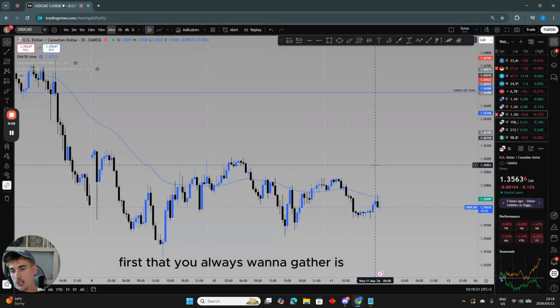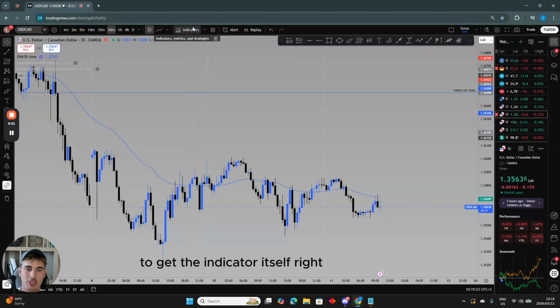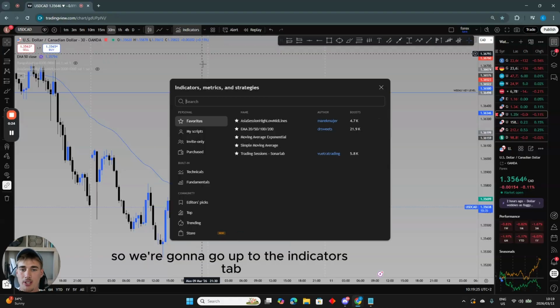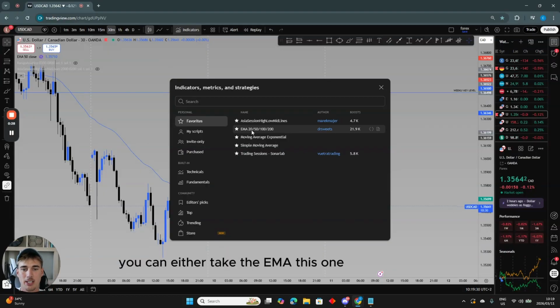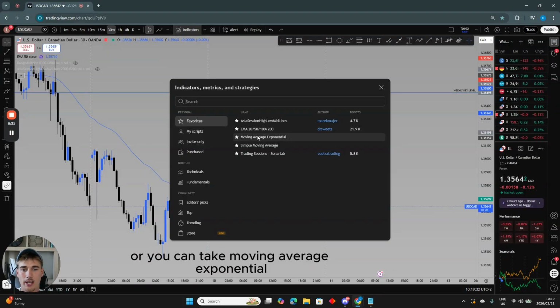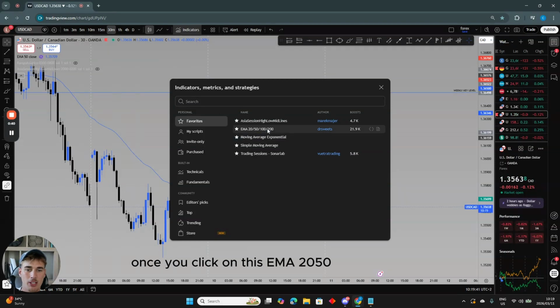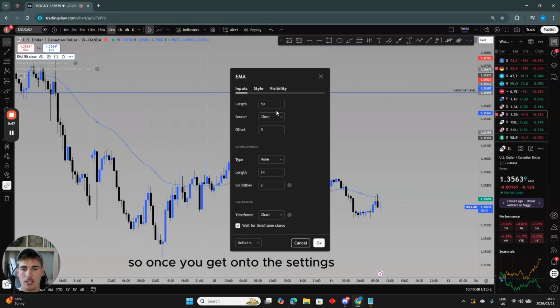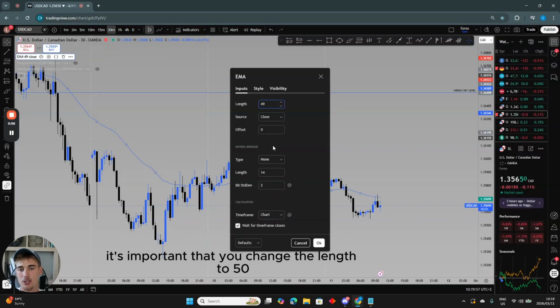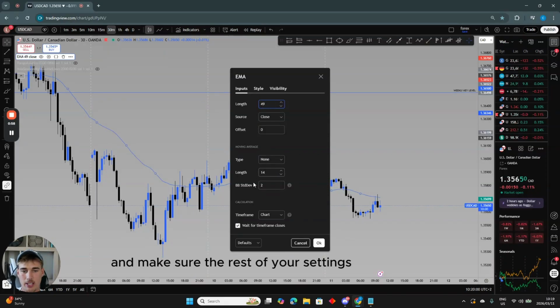So first things first, what you always want to gather is the indicator itself, right? So we're going to go up to the indicators tab and we're going to go to the EMA settings here. You can either take the EMA, this one, or you can take moving average exponential. Once you click on this EMA 2050, this is the author that we currently use, you will see that it can open up until this stage, right? So once you get onto the settings, you want to double click on the settings here and you want to change the length to 50.